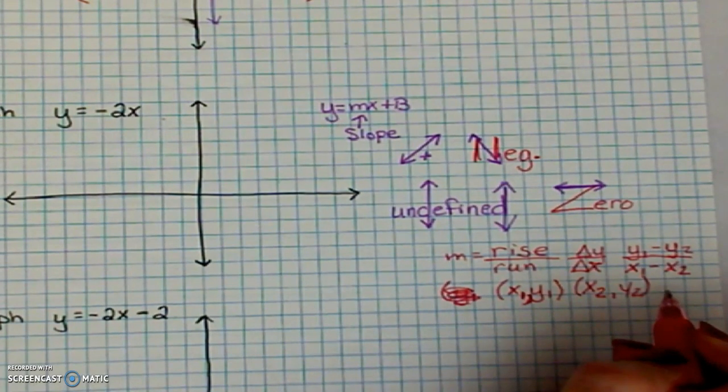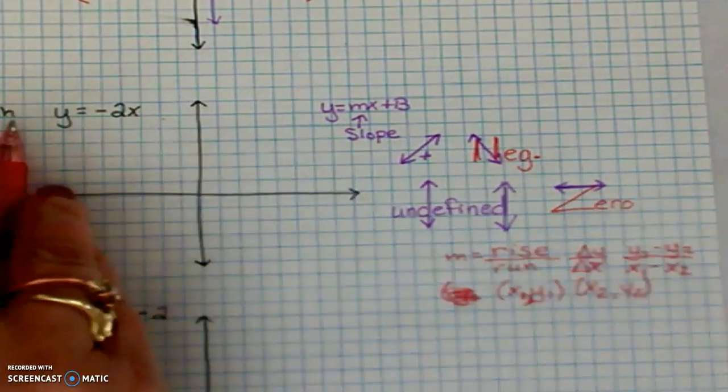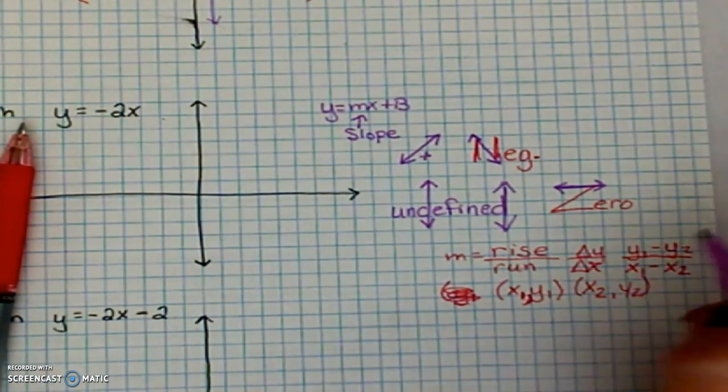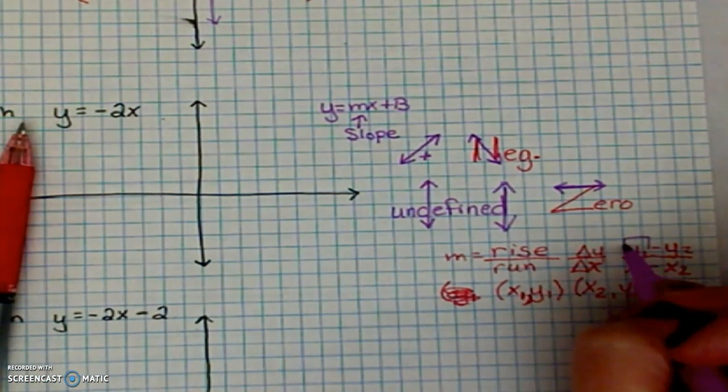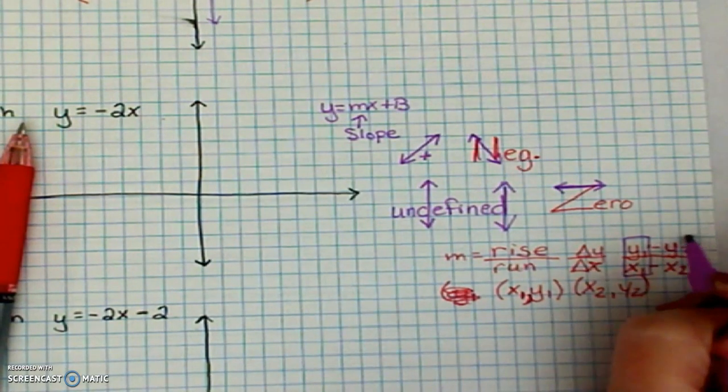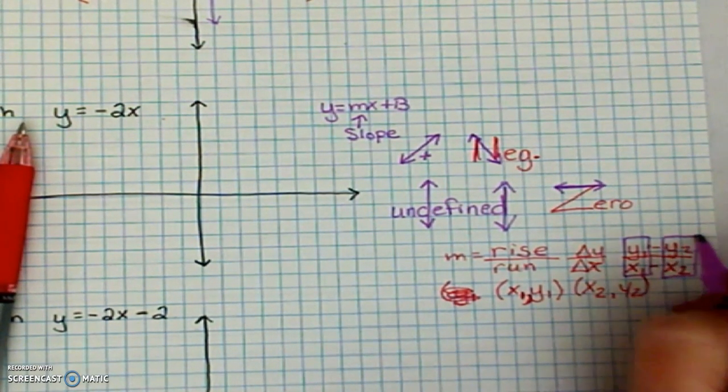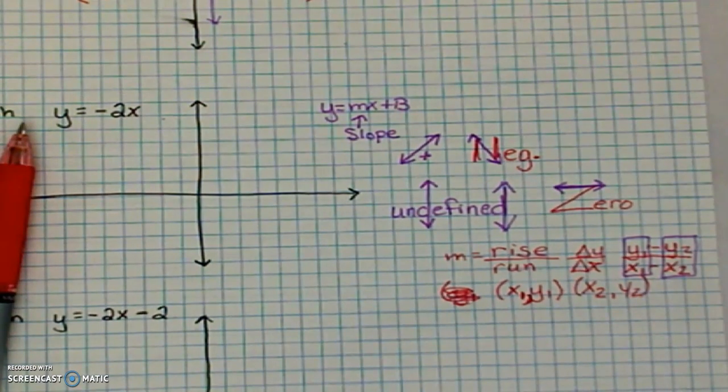Now we've done that before, and it does not matter if you do y2 minus y1, but what you have to keep in mind is that your point needs to line up here. Whichever y value you use first, you have to use the corresponding x value first.